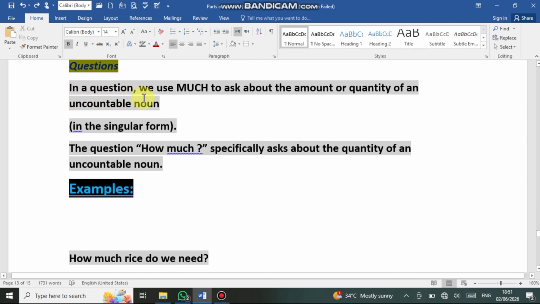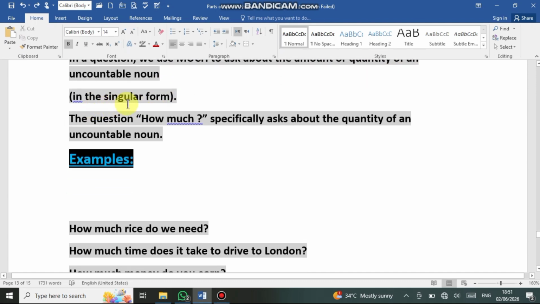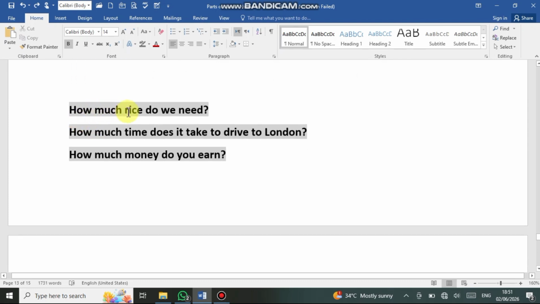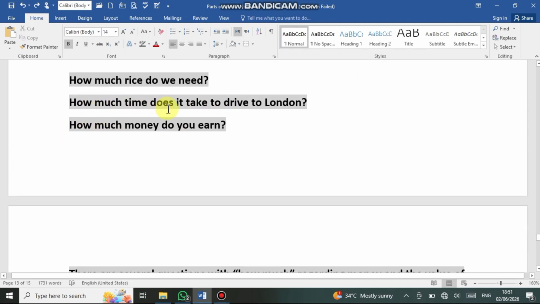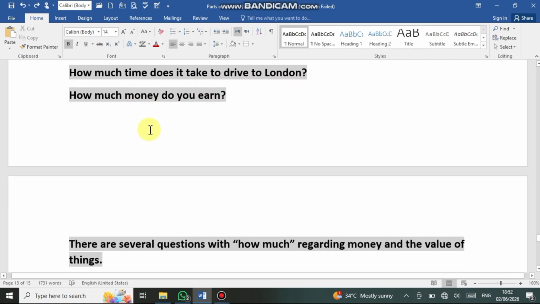Questions. In a question, we use much to ask about the amount or quantity of an uncountable noun. In the singular form, the question how much specifically asks about the quantity of an uncountable noun. Example: how much rice do we need? How much time does it take to drive to London? How much money do you earn?